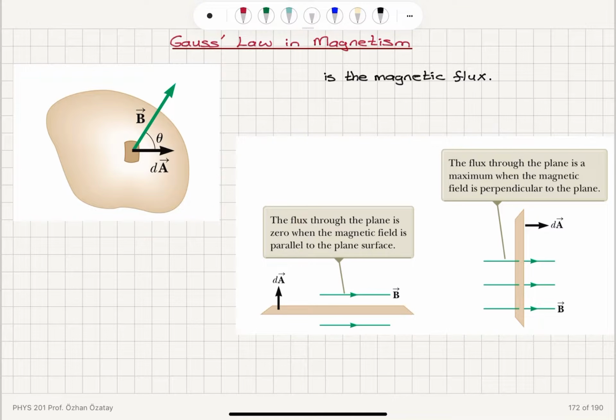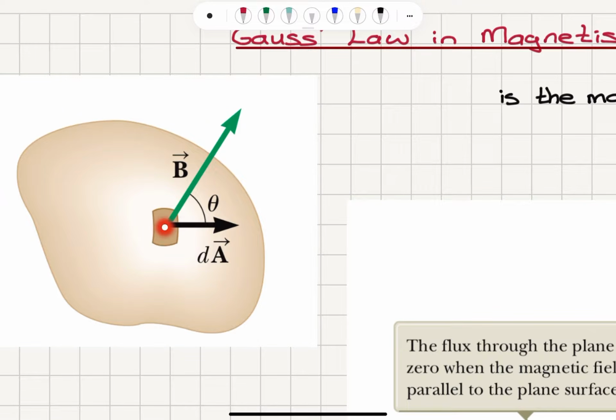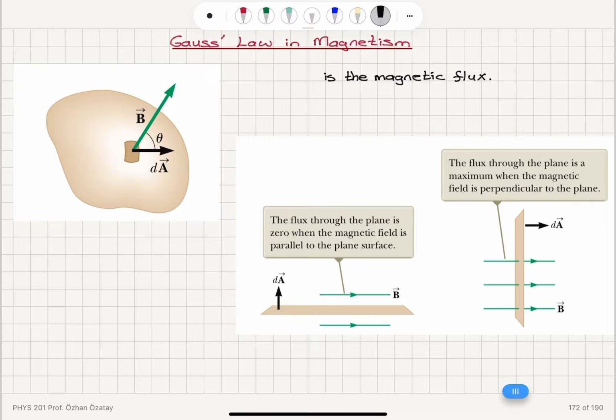Consider Gauss law in magnetism. Now we have a surface on which there is a magnetic field B, and this magnetic field makes an angle theta with respect to the area vector dA for this incremental area. So we define the magnetic flux as the dot product of the magnetic field with the area vector integrated over the surface. So the flux phi, it's shown with phi, is the integral B dot dA.